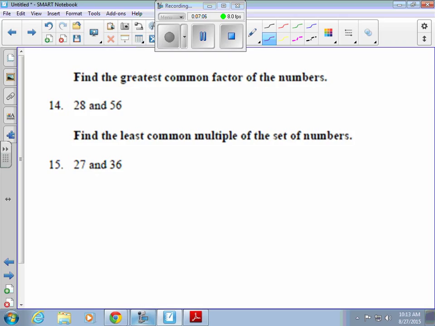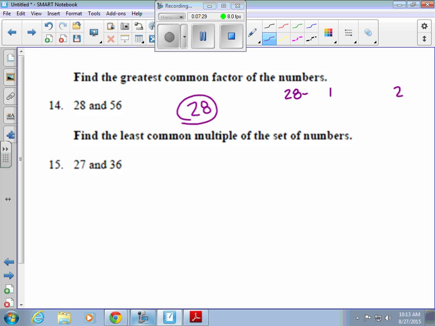The number 28 is the best number that goes into both of them. 28 actually goes into itself once, and it goes into 56 twice. So when you ask what is the greatest common factor, it's simply 28. If you need to factor them out, you can do it this way to see it.